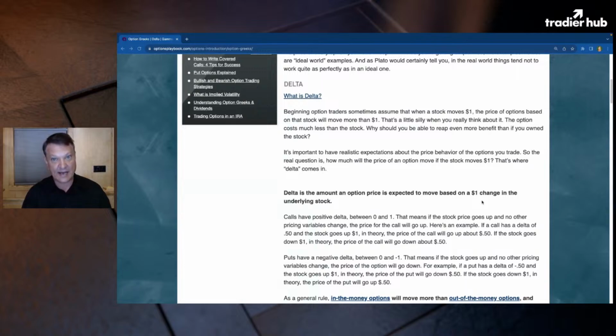So that means that if you own an option contract, and let's pretend that we own a call option, if I look at the delta, and that underlying stock goes up $1, and I see that the delta is 0.70, that means that option contract should go up by 70 cents. The stock moves $1, my call option moves 70 cents.